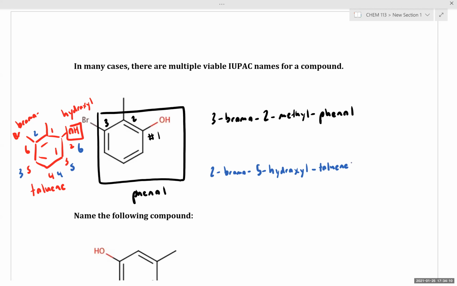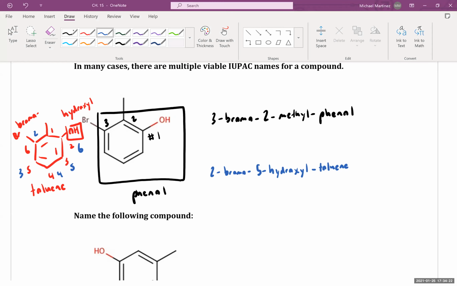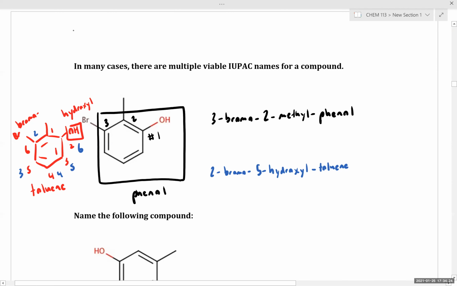The key point that I just want to make is that you can write out a variety of possible names for the same aromatic ring following IUPAC rules. Does that idea make sense to everyone?